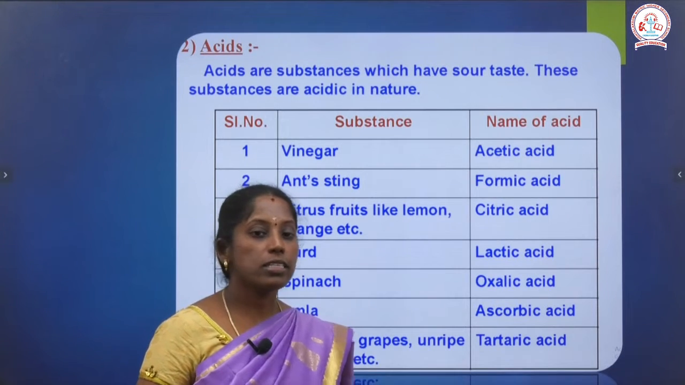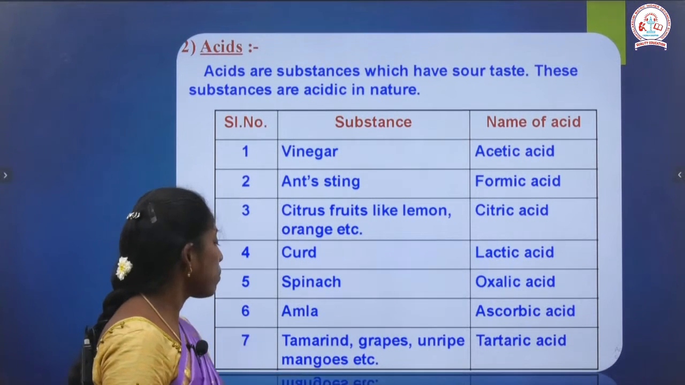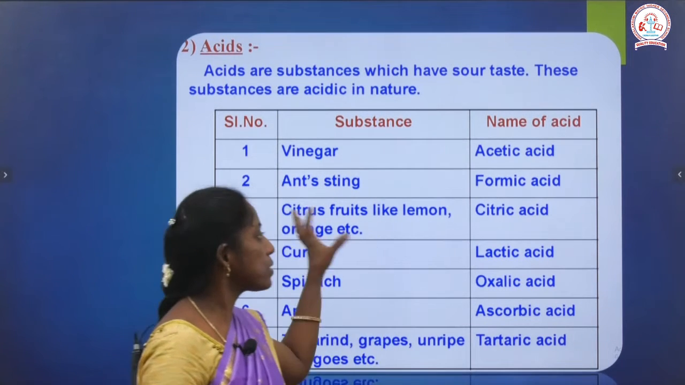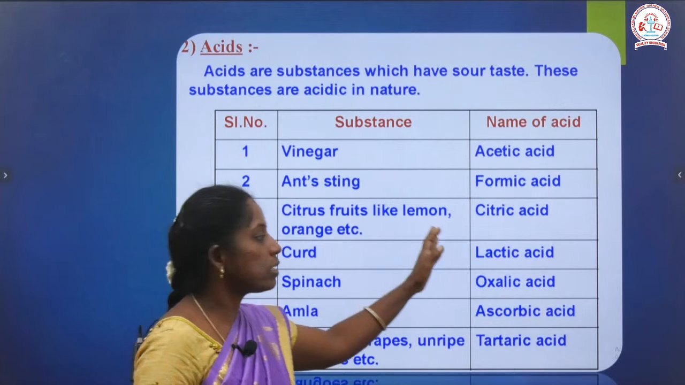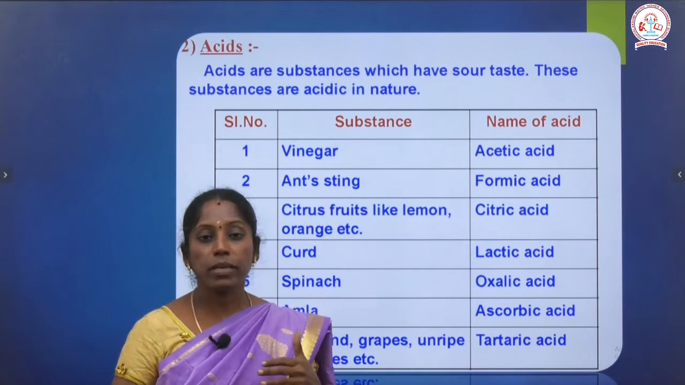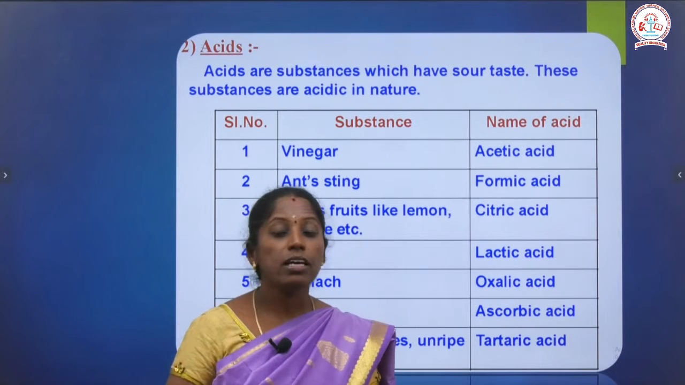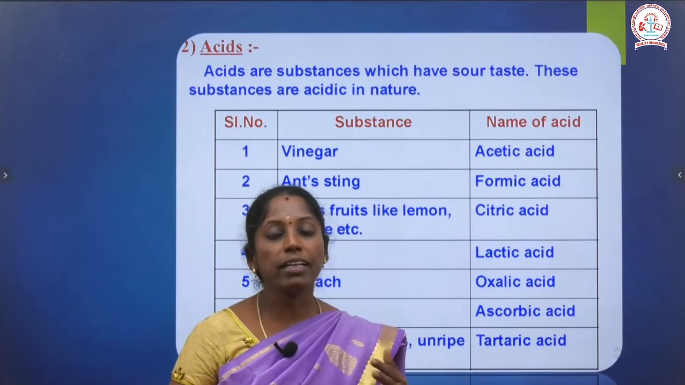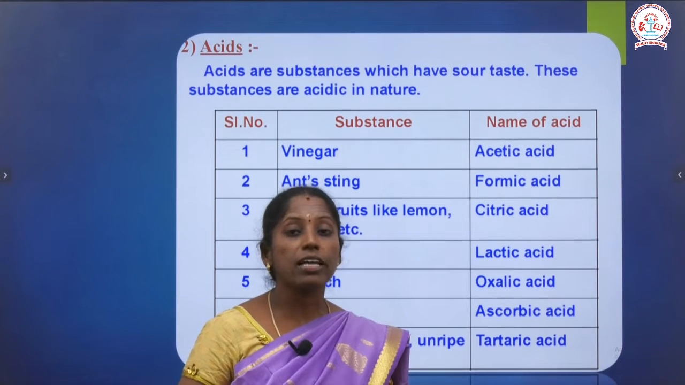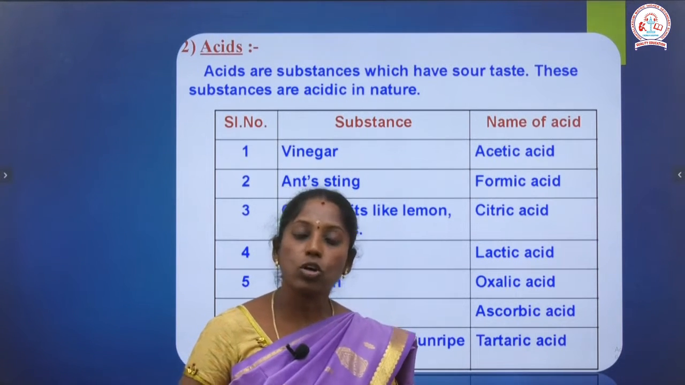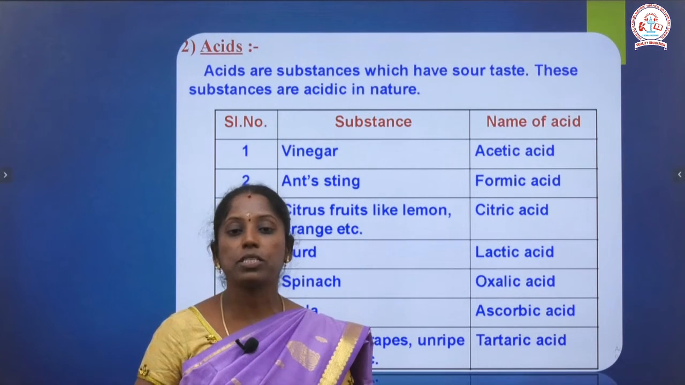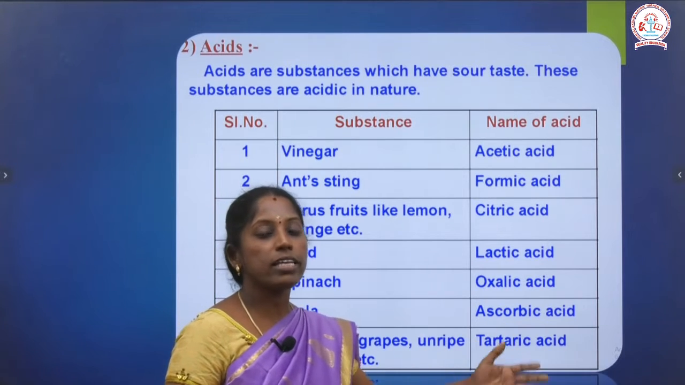acids. What are the acids they contain? Tamarind, grapes and unripe mango all contain tartaric acid. These are the substances which have acids. What are the acids present? Vinegar has acetic acid, ant sting has formic acid. Citrus fruits contain citric acid, and milk products contain lactic acid. Spinach and tomato contain oxalic acid. Unripe mango, tamarind and grapes contain tartaric acid.